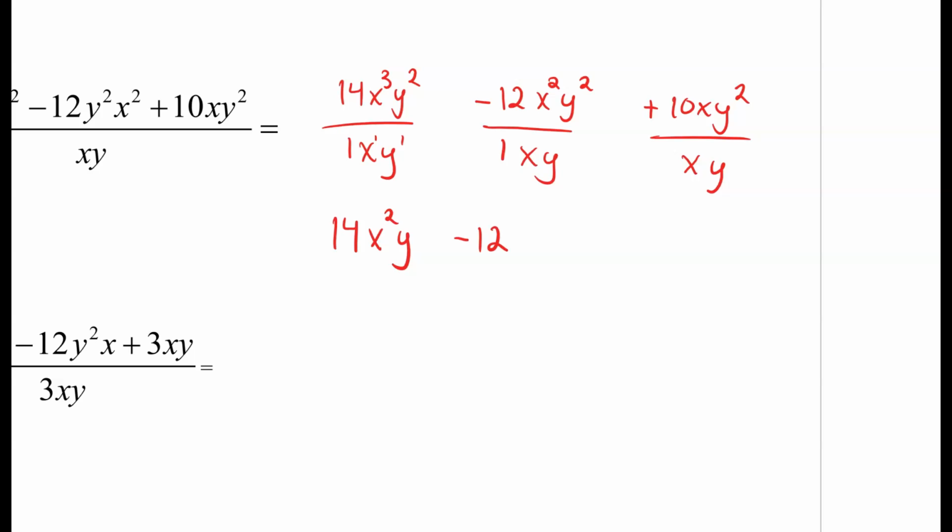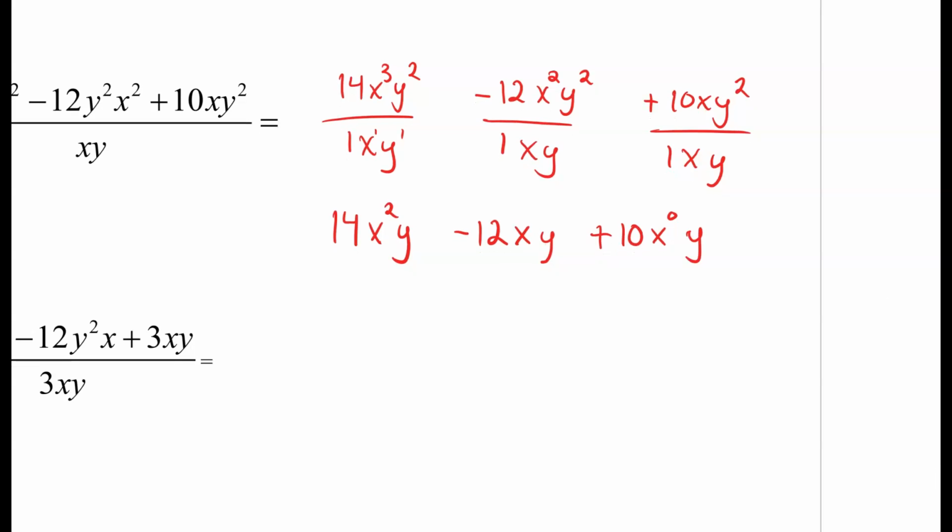So x squared over x is 2 subtract 1, which leaves me with x. And we have y squared over y, which leaves me with 2 subtract 1, which is just y. Now we have 10 over 1, which will leave me with plus 10. And we have x over x, which is going to get me x to the 0. And y squared over y will get me just y. Now we know that this is going to be equal to 1.